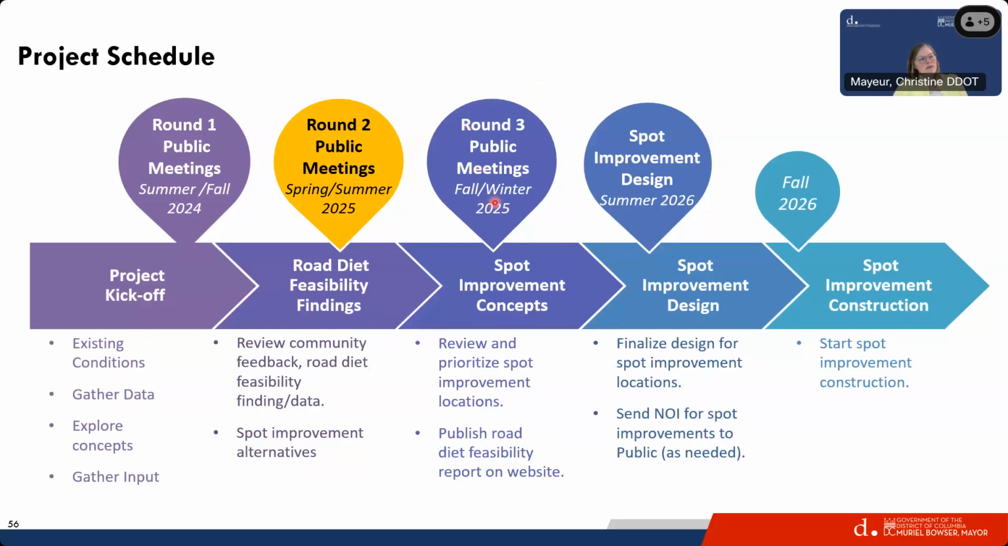We expect to come back to you in the fall or winter with more specifics on the spot improvements and some concepts that we can discuss with you all in greater detail, and have some options for each of those focus areas as well. Then we'll publish the road diet feasibility report on the website over the fall and winter. Then come back to you next summer with spot improvement designs, kind of finalized designs, what you all told us from these fall winter meetings, and then we can go into construction of some of those spot treatments.